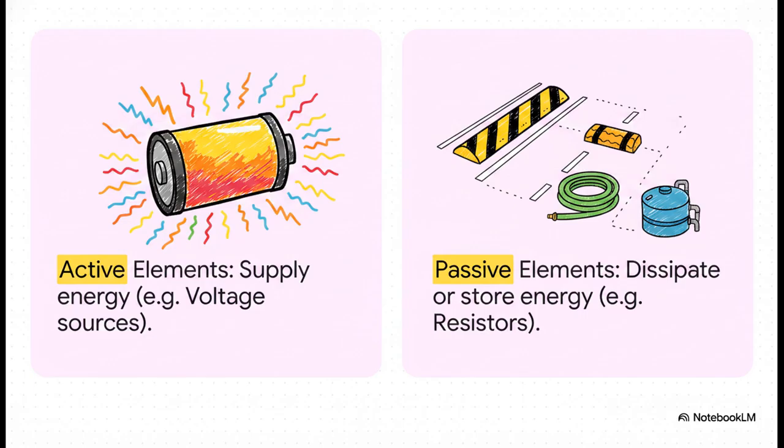In our electrical city, we can divide our components into 2 main categories, active and passive elements. Active elements, well, they're the engines of our circuit. These are your voltage and current sources, think batteries or generators, that supply energy into the system. On the flip side, we have passive elements. These are the roads and obstacles, like resistors, inductors, and capacitors, that receive, dissipate, or store that energy. You absolutely need both to have a functioning system.